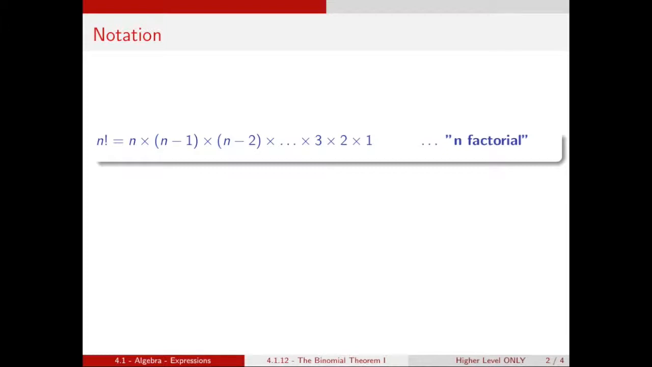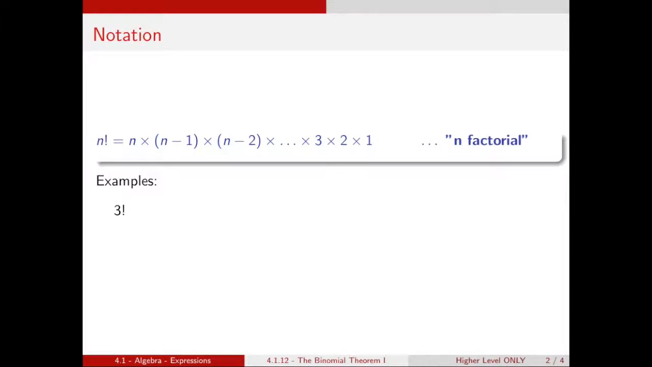So here's some new notation. N with an exclamation mark is pronounced n factorial, and it means n multiplied by every number before n down as far as 1. So it's n times n minus 1 times n minus 2 times, and we keep going down as far as 3 times 2 times 1.